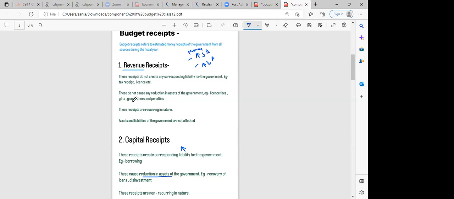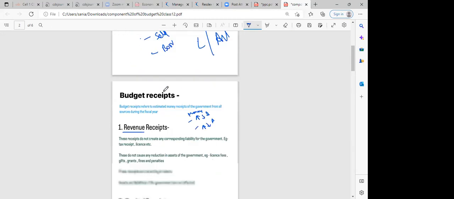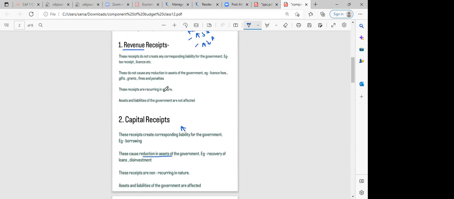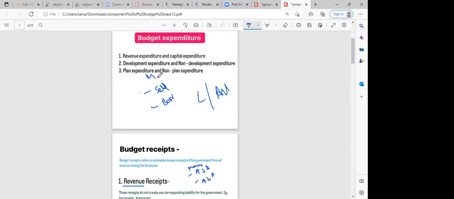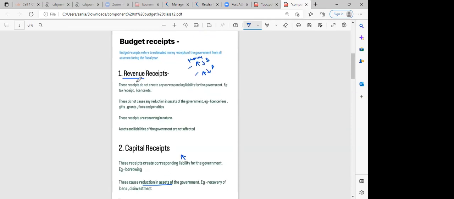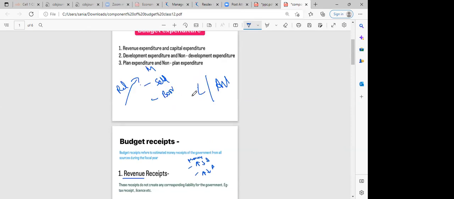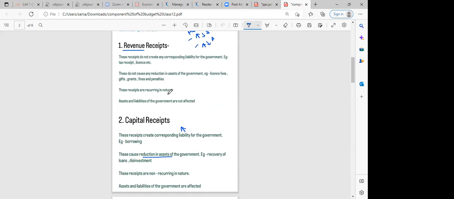Okay, you got money, like government collects fines and penalties, right? So government got money, but there was no reduction in asset, right? Getting my point? There are various chances, for example, you are selling something or you are borrowing it. But similarly, your relatives gave you money. You are getting money, right? So that will always come under revenue, because your assets and liabilities are not getting affected. So these receipts are recurring in nature and the liabilities of the government are not affected.